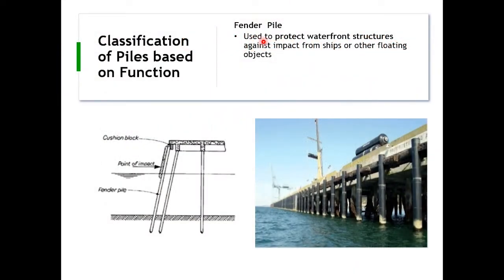Next, we have fender pile. It is used to protect waterfront structure against the impact from ship or other floating object. So normally fender pile ni tak support any load. It's just that letak dekat, for example here we have macam bridge. Fender pile ni nak protect this bridge daripada contohnya impact kalau ada ship terlanggar pada this bridge.